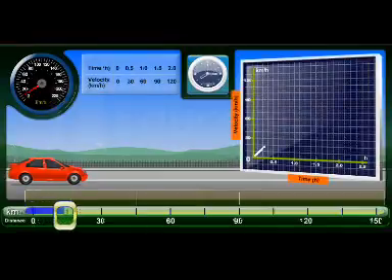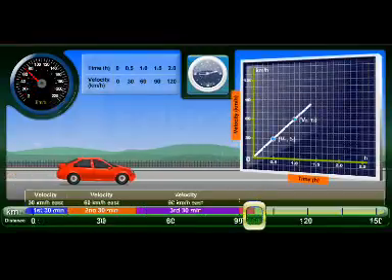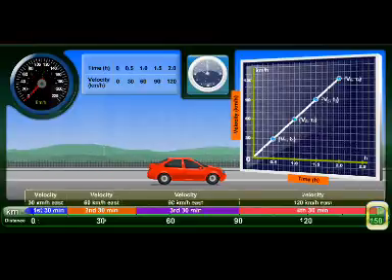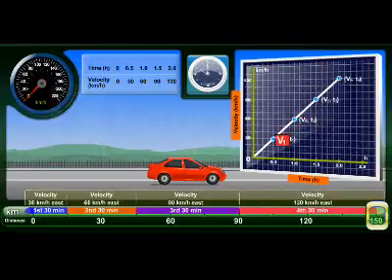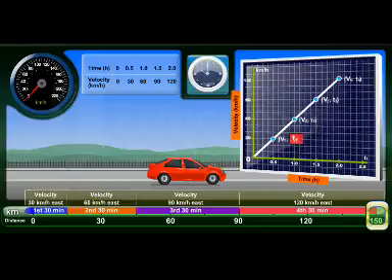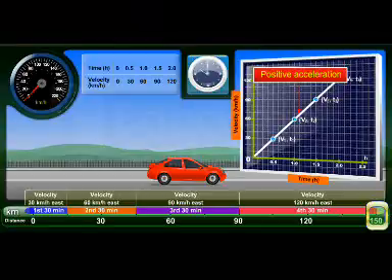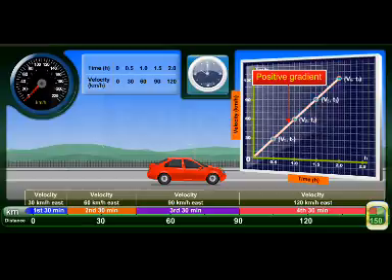Let us now study the motion of a car moving with uniformly increasing velocity. As v2 is greater than v1, for t2 greater than t1, its acceleration is positive. We can observe that for uniformly increasing velocity or positive acceleration, the graph is a straight line with a positive upward slope or gradient. We thus conclude that if a velocity time graph is linear with a positive gradient, it indicates that the object is moving with uniformly increasing velocity or uniform positive acceleration.